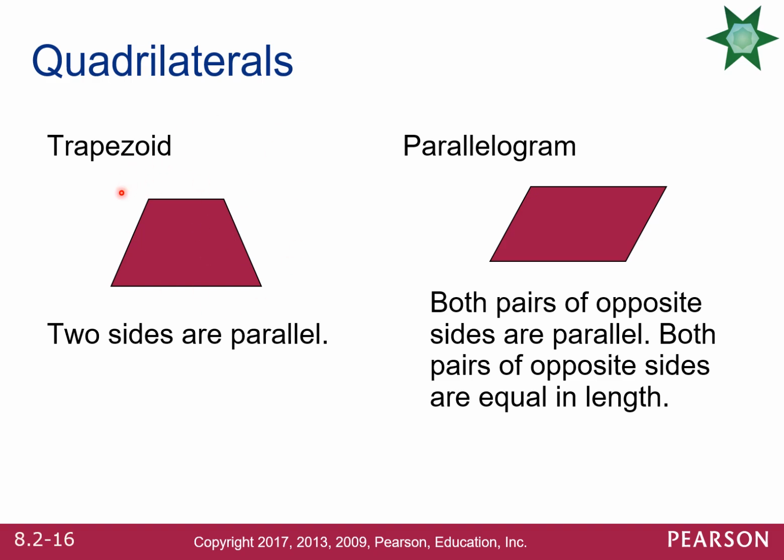So here we talk about some of the special quadrilaterals. In a trapezoid, there are two opposite sides that are parallel to each other. So two sides are parallel. You see the top and the bottom sides in this figure, they are parallel, but the other two sides are not parallel. In a parallelogram, all four sides, well, the opposite sides are parallel to each other. We cannot have all four sides parallel, but the opposite sides are parallel in a parallelogram. So both pairs of opposite sides are parallel. Both pairs of opposite sides are equal in length. That's important too.